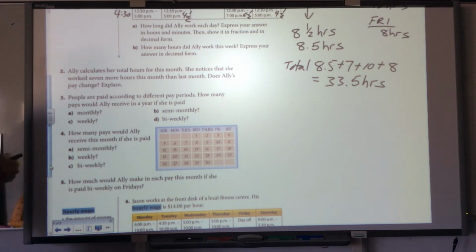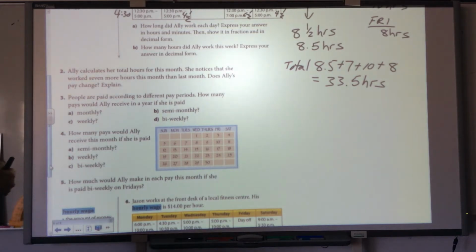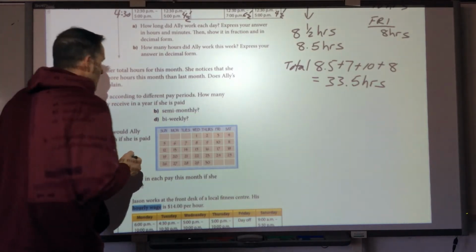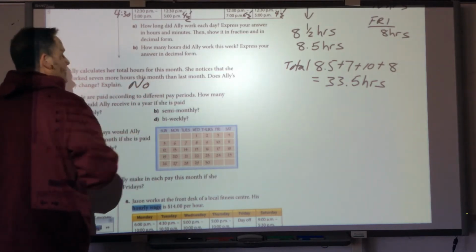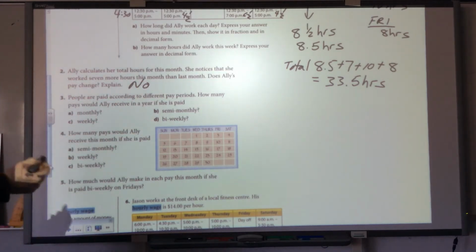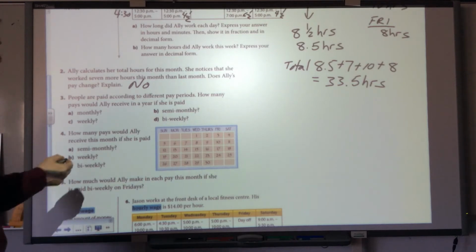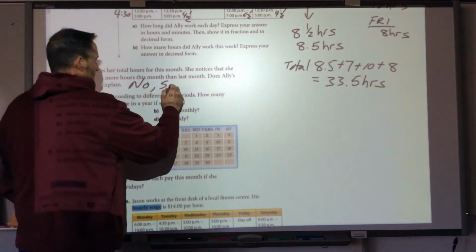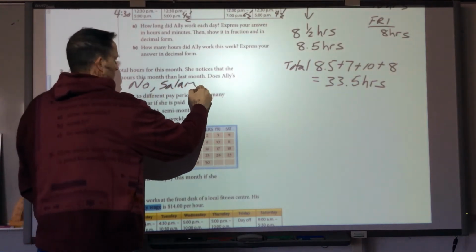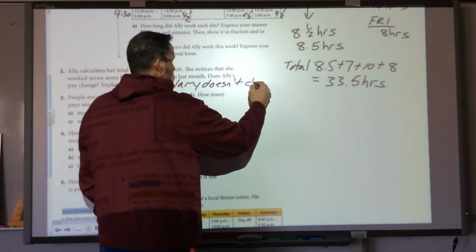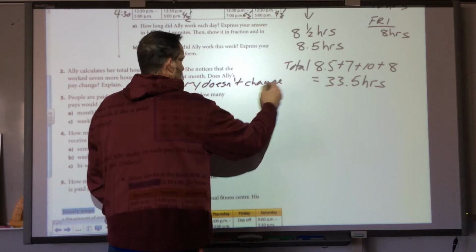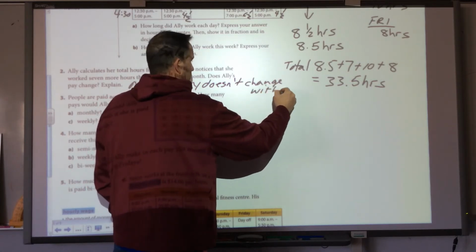Allie calculates her total hours for this month. She notices that she worked 7 more hours this month than last month. Does her pay change? She's on salary. No. I could write more and say, well, it doesn't change because salary doesn't change with hours worked.